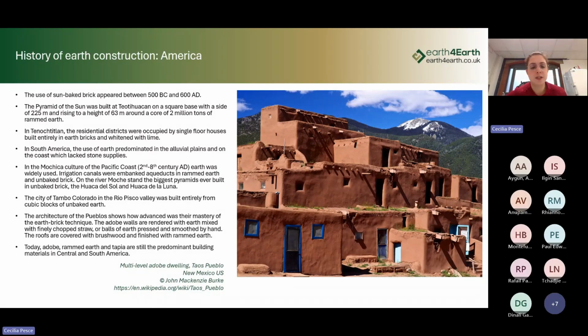And in this picture, we see a historical site, which is also quite touristic. So this is the original, but even nowadays, modern buildings are still built with this characteristic technique in the area of the southern US, so New Mexico and Texas. This technique is very, very common even for modern buildings.